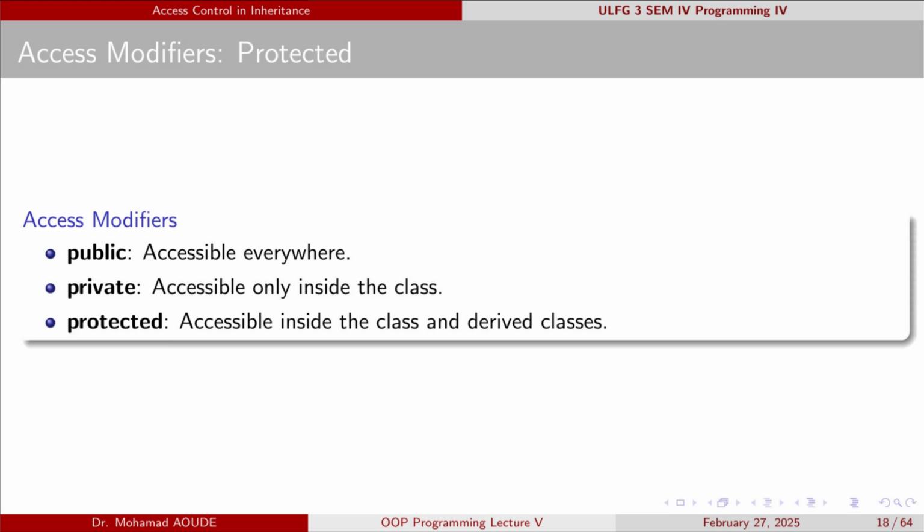Let's break down access levels. Public: accessible from anywhere. Private: accessible only inside the class. Protected: accessible in the class and its derived classes. Why protected matters: it allows child classes to interact with inherited fields or methods that are hidden from outside users. But use it wisely. Overusing protected exposes internals that may lead to tight coupling. Think of it as a controlled leak, just enough access for child classes to function without breaking encapsulation completely.